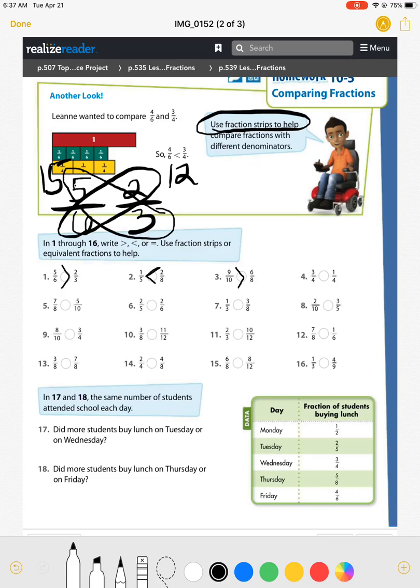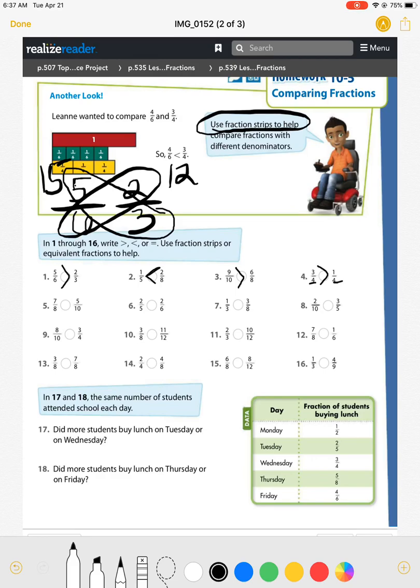Number 4, 3/4 and 1/4. What do you notice about these two fractions? They both have the same denominator. So when they have the same denominator, you compare the numerator. So you need to think, is 3 greater than or less than 1? Would you rather have 3/4 of a pizza or 1/4 of a pizza? 3/4 is greater than 1/4.